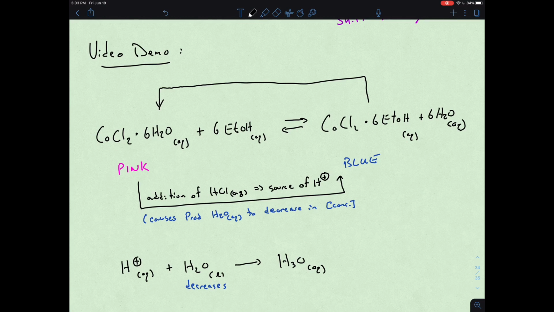So we have the addition of H2O, right? That now causes an increase in our product concentration, and so that's why we see the shift to the opposite side of the process.